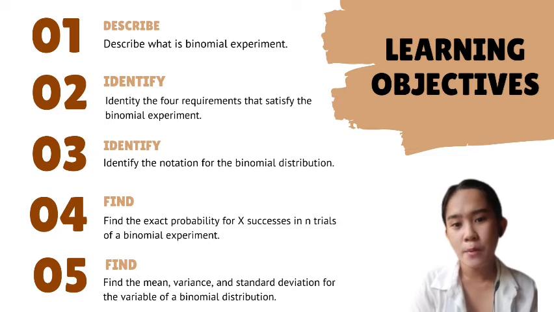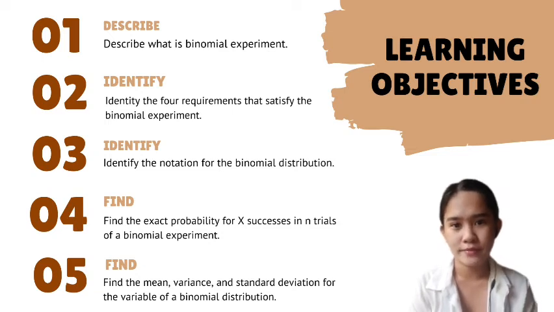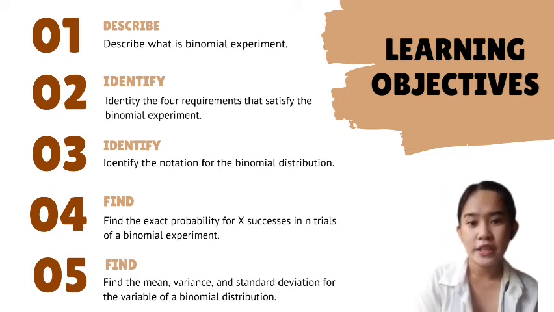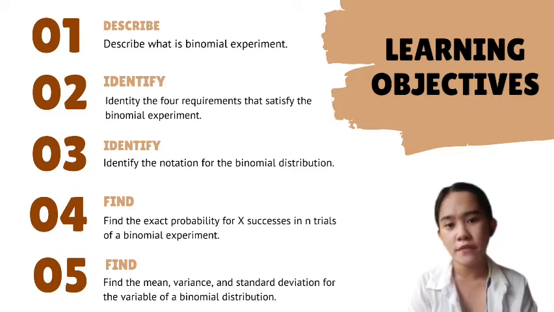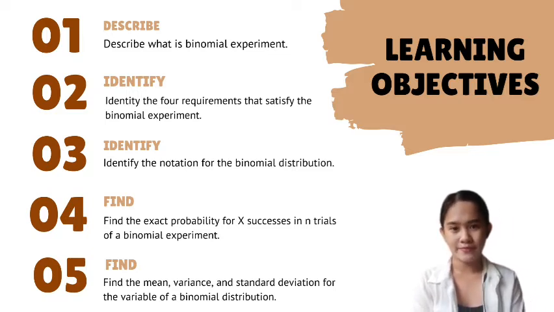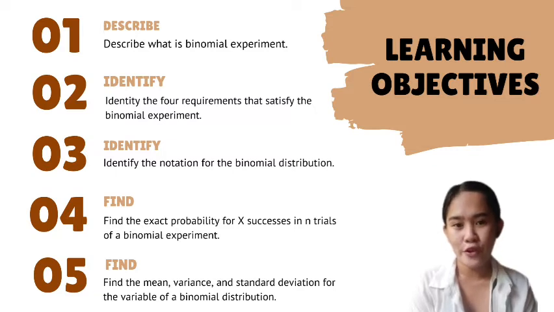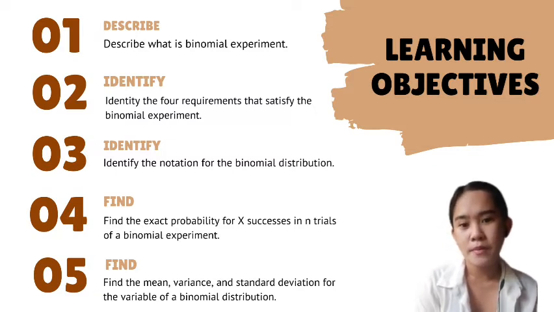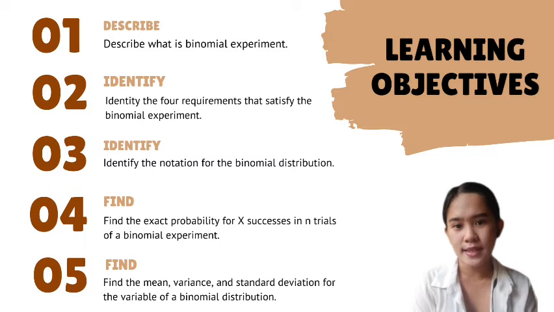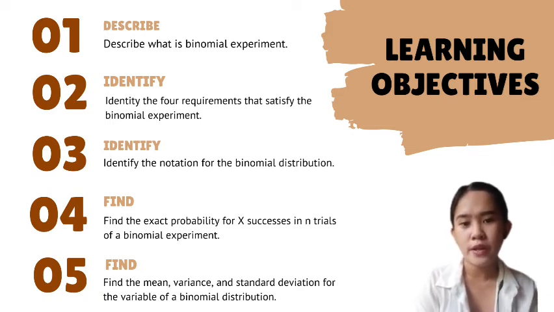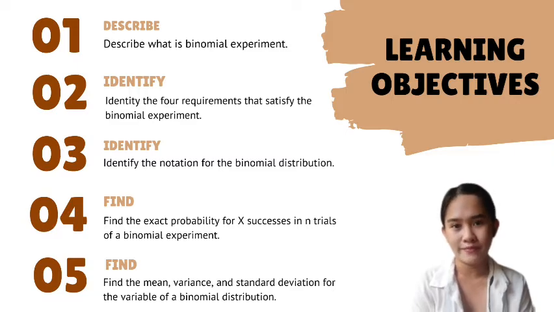First, describe what a binomial experiment is. Second, identify the 4 requirements that satisfy the binomial experiment. Third, identify the notation for the binomial distribution. Fourth, find the exact probability for x successes in n trials of a binomial experiment. And lastly, number 5, find the mean, variance, and standard deviation for the variable of a binomial distribution.